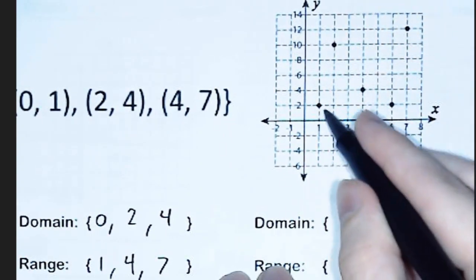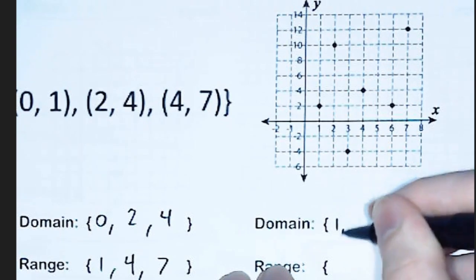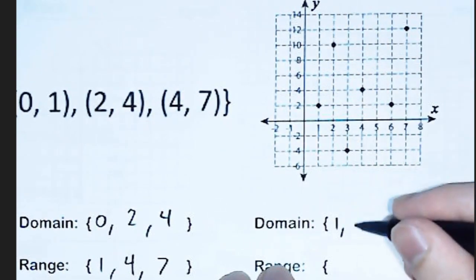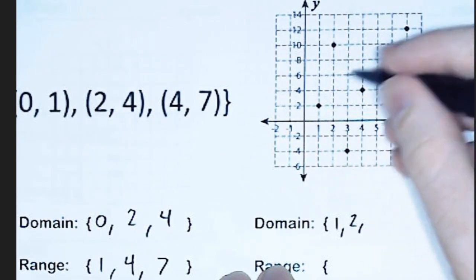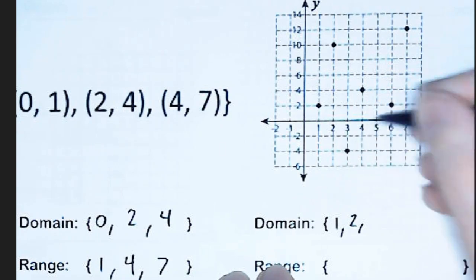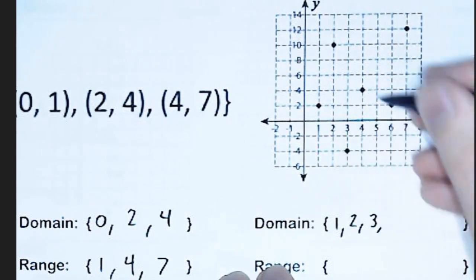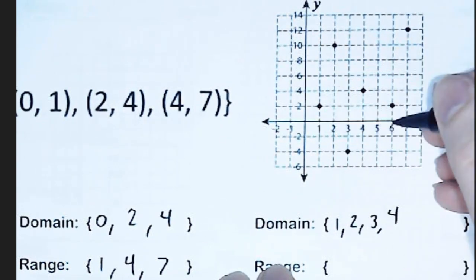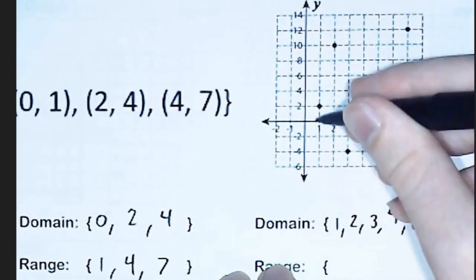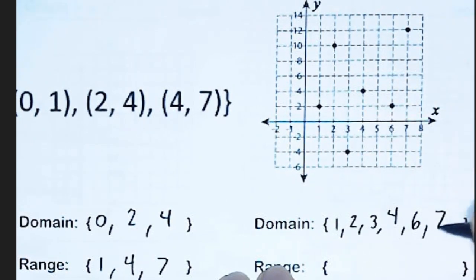So, domain will start with the leftmost point, which has an x value of 1, and the next one has an x value of 2. The next one has an x value of 3. The next one has an x value of 4. The next one has an x value of 6. And the next one has an x value of 7.